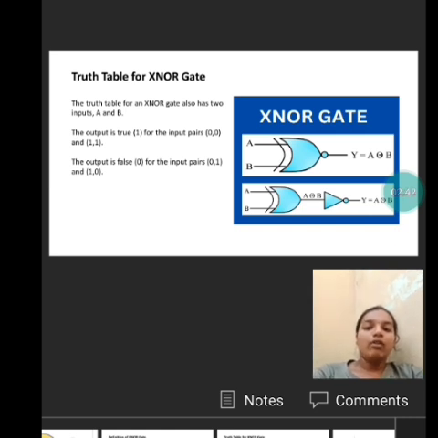Truth table of an XNOR gate. The truth table for an XNOR gate also has two inputs, A and B. The output is true, 1, for the input pairs 0, 0 and 1, 1. The output is false, 0, for the input pairs 0, 1 and 1, 0.